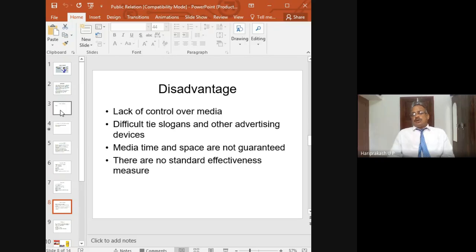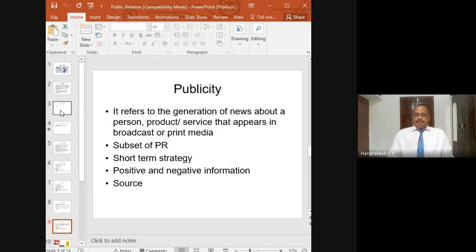Media time and space are not guaranteed. If you are giving an article in newspaper, whether it will be published or not is not guaranteed. So again, that is not under our control. So if they find space, then they will put that article. Otherwise not. There are no standard effectiveness measure. Measuring the effectiveness of public relation is not easy. Publicity. Another is the publicity. So this one we will be discussing in a coming session.